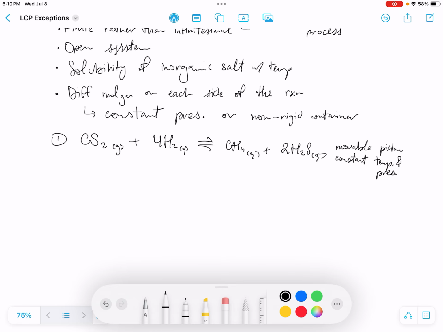So understanding those conditions, let's ask ourselves, what happens if we add a bit of CS2, if this goes up? So Le Chatelier's principle would predict, if we're trying to predict what will happen to the methane, that the methane is going to increase. And really, that's a not very nuanced way of looking at it, and we're going to dive into that here.